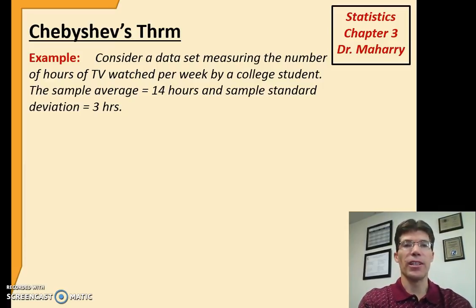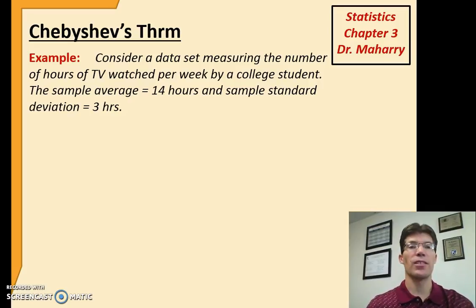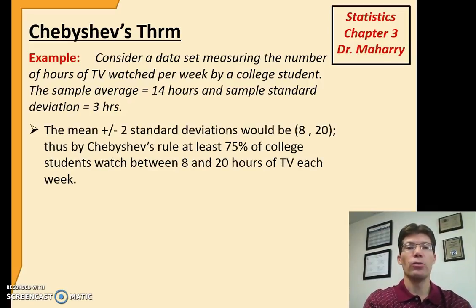So let's look at this in terms of an example. Suppose we look at the number of hours of television watched by a college student, number of hours per week. We do a sample and find the average is 14 and the standard deviation is 3. If I go 2 standard deviations, that's 6 hours. So 6 hours below 14 would be 8, 6 hours above would be 20. So within 2 standard deviations, I would know that at least 75% of college students watch between 8 and 20 hours of TV each week.